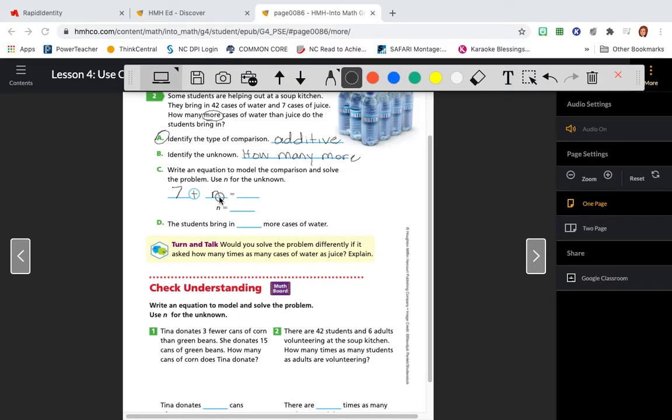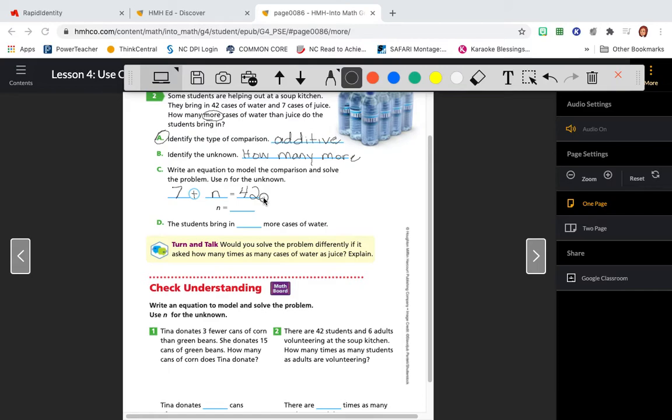But we do know they have 42 cases of water. We're trying to find out how many more. Excuse me, I got a little mixed up there. We do know how many cases of water we have. We have 42. But we're trying to find out how many more cases of water.